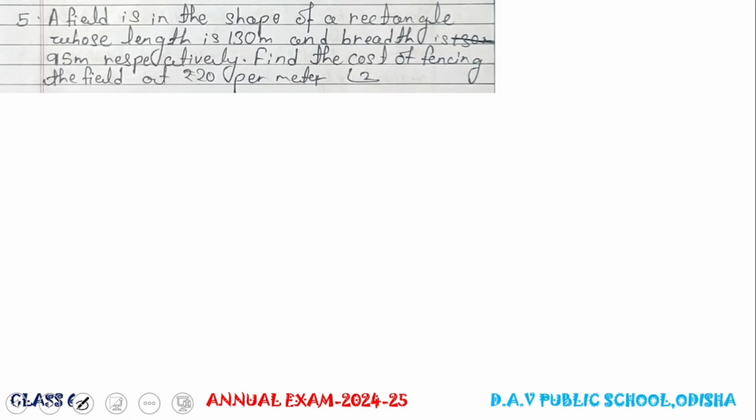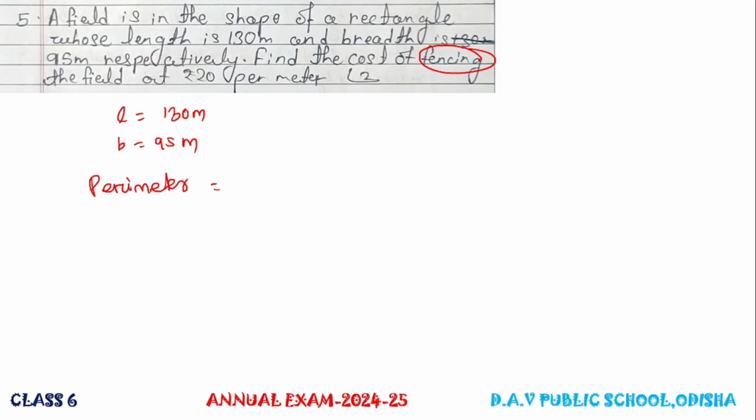Now, next question number 5. A field is in the shape of a rectangle whose length is given. So write down L equal to 130 meter and the breadth equal to 95 meter. Find the cost of the fencing, which means we find the perimeter. So find out the perimeter. Formula is 2 times L plus B because it is a rectangle. 2 times 130 plus 95, 5 carry 1, 2, that is 450 meter.